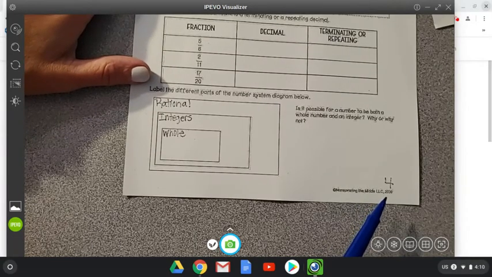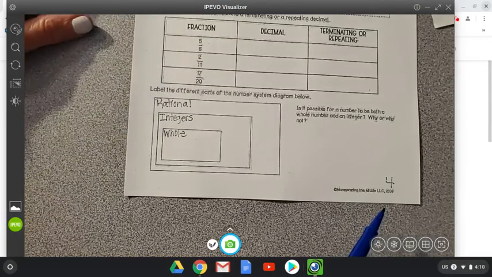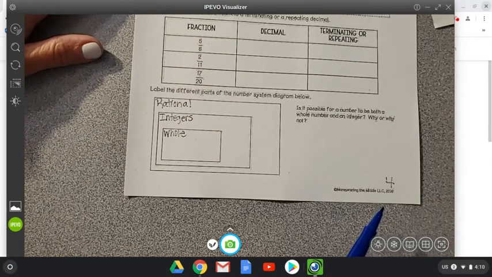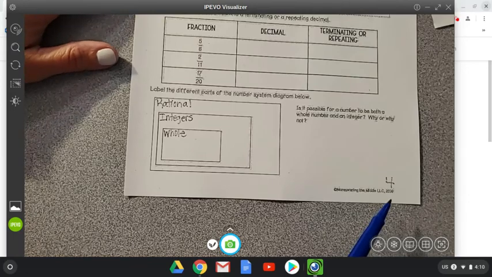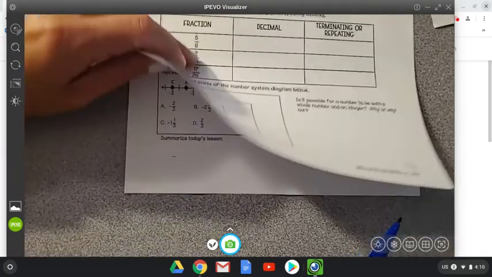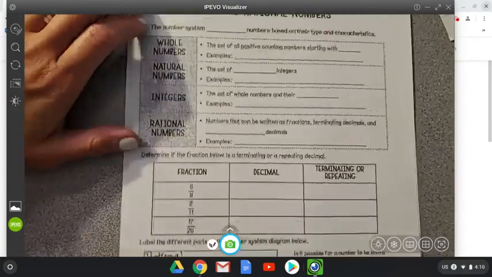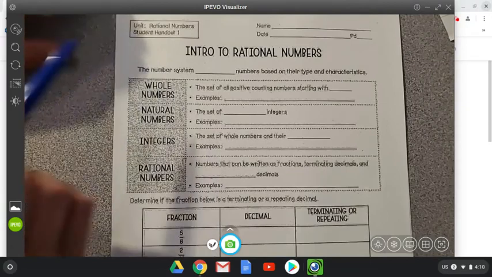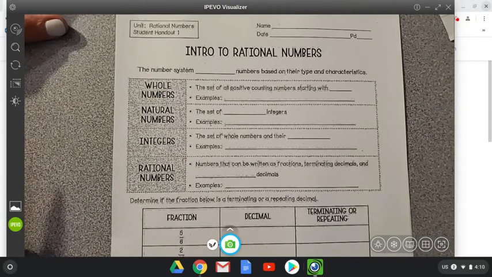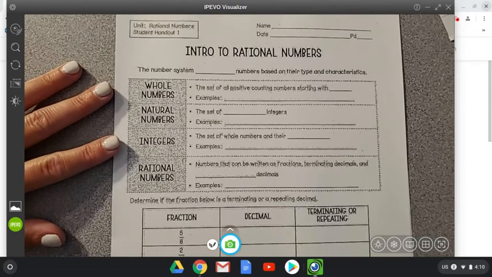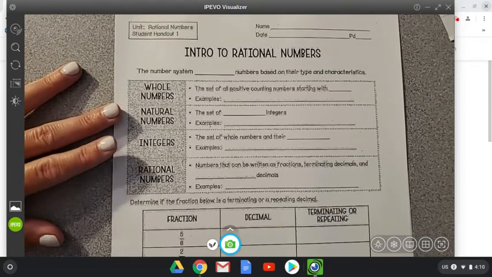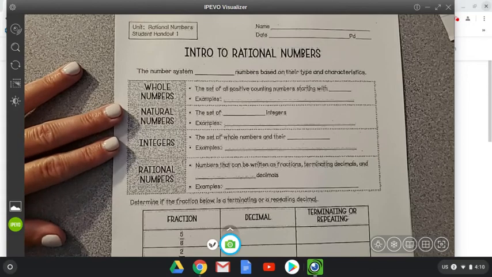I know that we've kind of been jumping around a little bit. But for today, you're going to need pages 4 and 5, all right? So at the bottom, it'll say 4, and then the bottom of page 5 will have a 5. At the top, it says Intro to Rational Numbers, and it's student handout number 1. And that's where we're going to start today. Okay, so I'm just going to start at the top. If you need to get these notes, go ahead and pause the video and then come back to it.